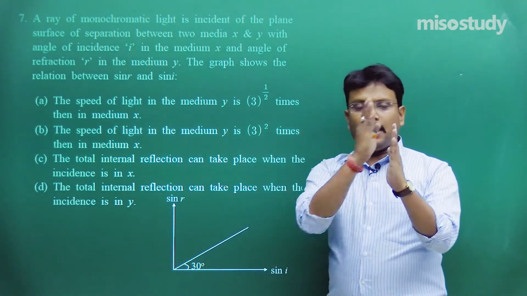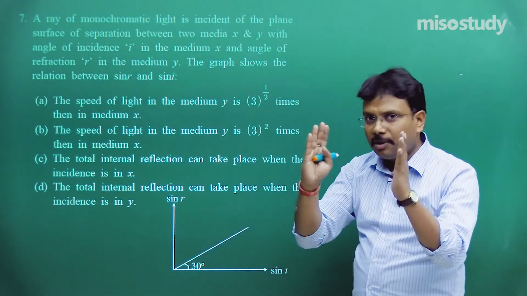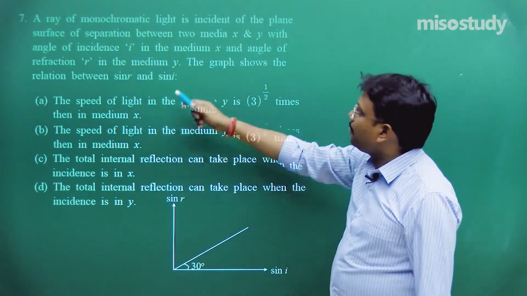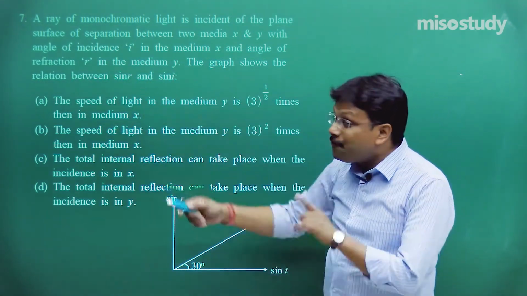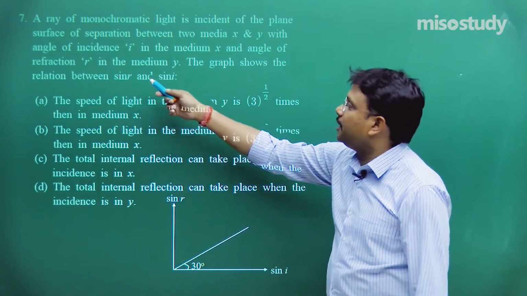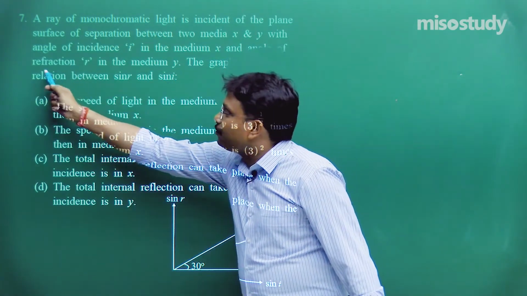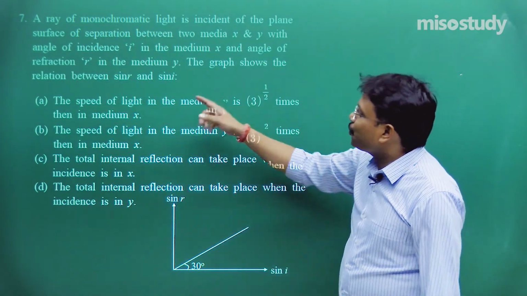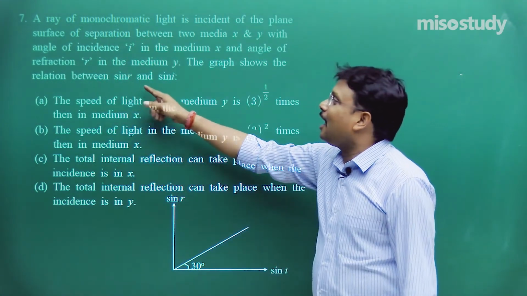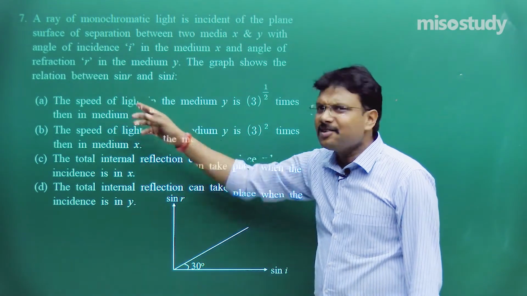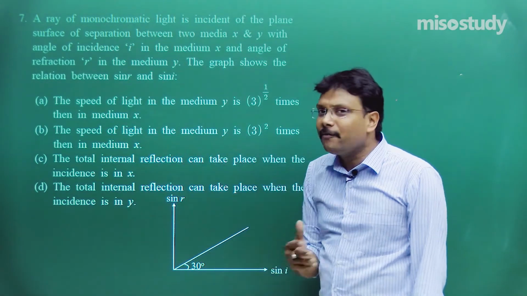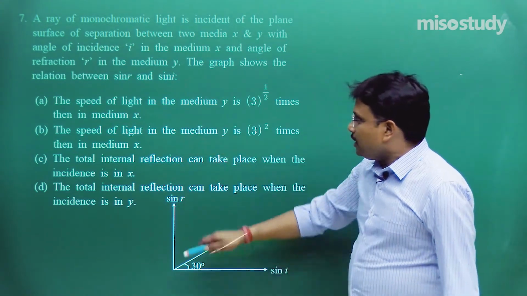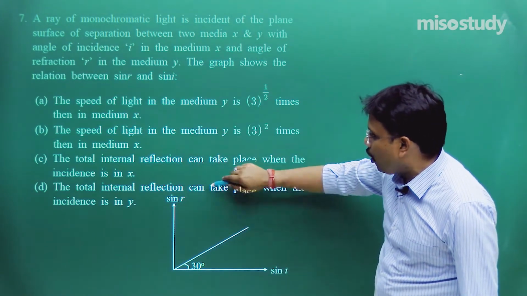Okay, so two media, X and Y, I will draw the diagram, but first I am just giving you the basic idea. With angle of incidence I in the medium X and angle of refraction R in the medium Y. Be careful, this word, okay. The graph shows the relation between sin I and sin R. Snell's law, basically they want to check whether you have that understanding or not, simply. So fine, then you have these options.